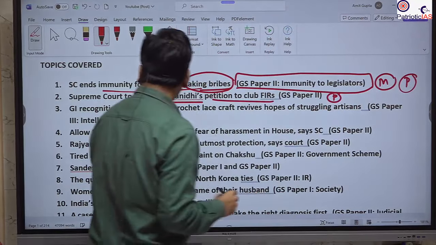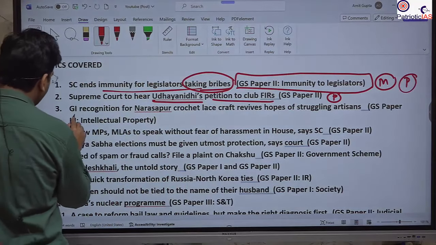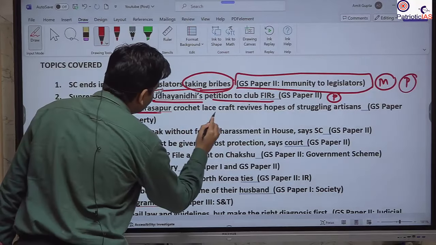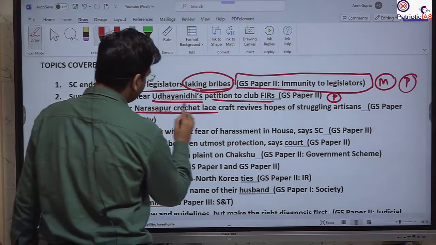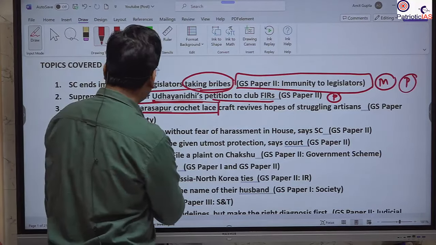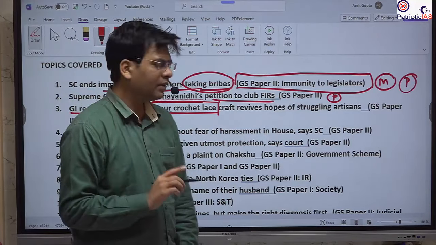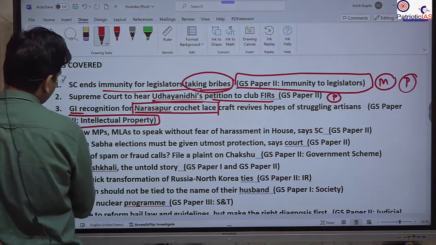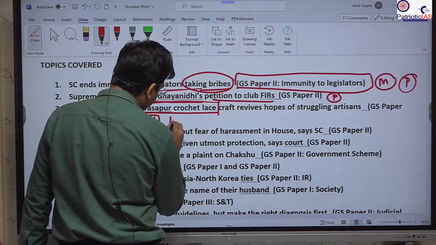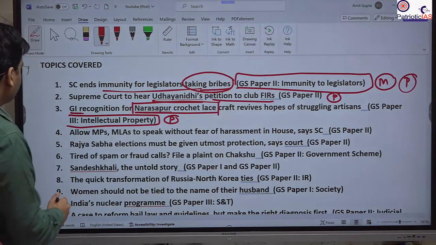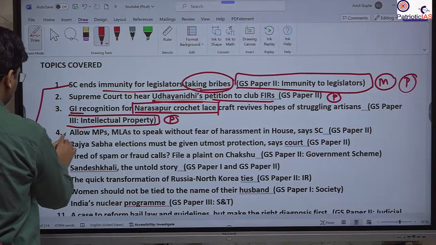Okay. Then we will study the GI tag that has been provided to the Nagaland crochet lace. Here we will see how this craft was dying, but due to this GI tag, there is a chance of more productivity, more activity, more job creation in this area. So prelims, very important.